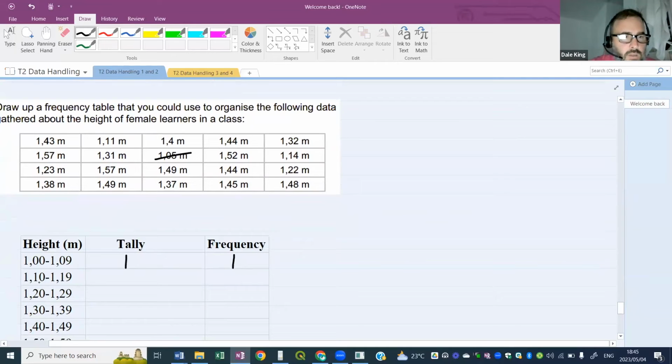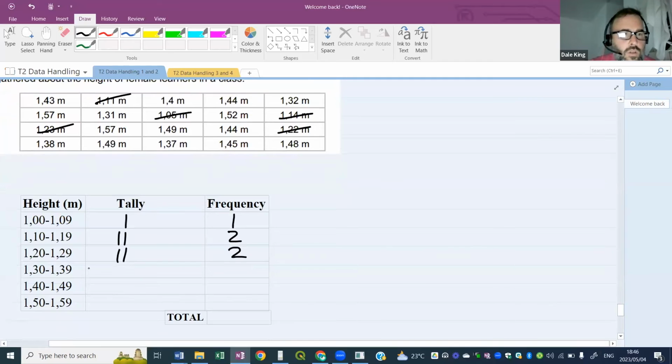Now I'm going to count from 1.1 meters to 1.19 meters. How many do I have? Well, there's 1 there, and here's another one, 1.14. I've got 2. I can only see 2. So I'm going to put 2 there and 2 in my frequency column. Okay. Now from 1.2 meters to 1.29 meters, how many do I have? Well, there's a 1.22. Here's a 1.23. I'm looking, and I don't see any more. So I've only got 2 that fall in that group.